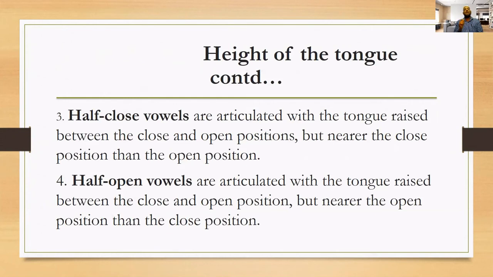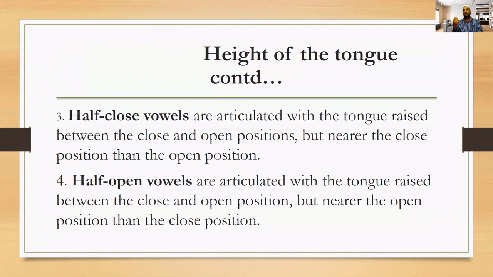Next comes the third one, half closed vowels. Half closed vowels are articulated with the tongue raised between the closed and open positions, but nearer the closed position than the open position. Half open vowels are articulated with the tongue raised between the closed and open positions, but nearer the open position than the closed position. So, closed vowels, open vowels, half closed vowels, and half open vowels according to the height of the tongue.